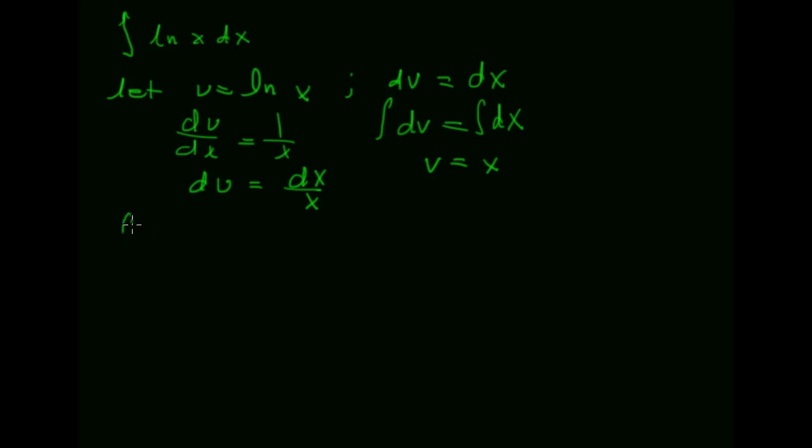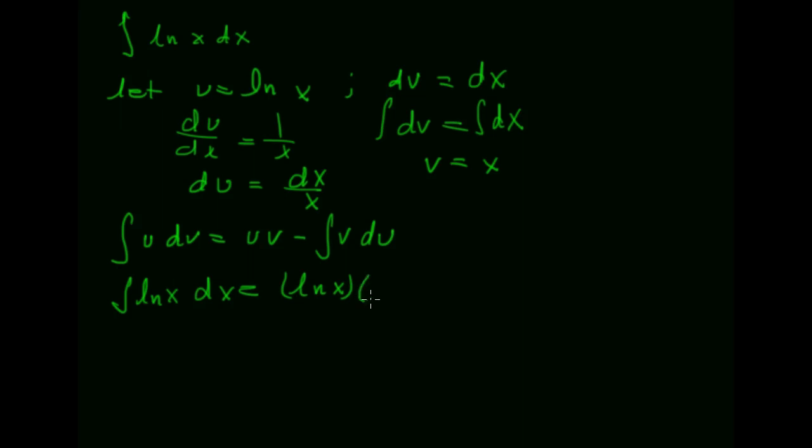So I use my formula. The integral of u dv is equal to uv minus the integral of v du. So the integral of the natural log of x dx is equal to the natural log of x times v, which is x, minus the antiderivative of v, which is x, times du, which is dx over x. Now, lucky for me, these x's cancel.